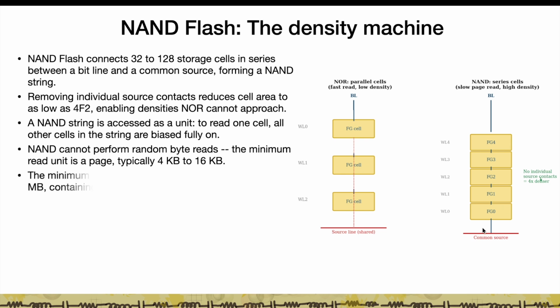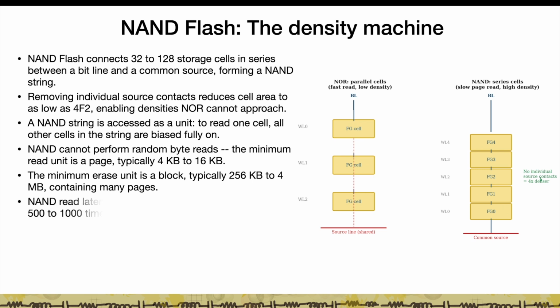Removing those individual source contacts drops the cell area to as low as 4f squared, where f is the minimum lithographic feature size. NOR flash with its individual contacts can't get below roughly 10f squared. That factor of 2.5 in cell area becomes a factor of 10 to 20 in practical bit density when you account for peripheral circuitry, spacing rules, and array efficiency.